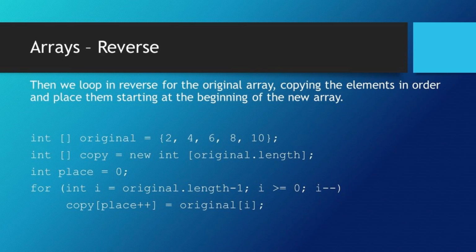Then inside the loop, copy sub place, which starts at 0, gets the value at original sub i. Copy sub 0 gets original sub original.length minus 1. Place is then incremented, and i is decremented. So the second statement that would be executed is copy sub 1 is equal to original sub original.length minus 2. The next would be copy sub 2 is equal to original sub original.length minus 3, and so forth. So one indicator is going backwards, the other one is going forwards, until all of the elements have been copied.